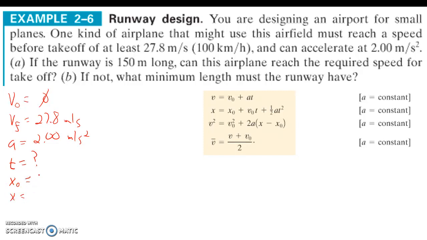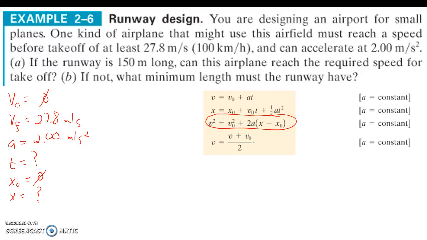Our initial position, since we're starting at the end of the runway, will be 0. And then we're looking at a final position we don't know. So we either got to find time and work our way through or find final position. Since we don't know time and want to find final position, let's look at our equations. Which one does not have time in it, but it has position? Well, it's this one. So I'm going to use this equation to find my distance here.